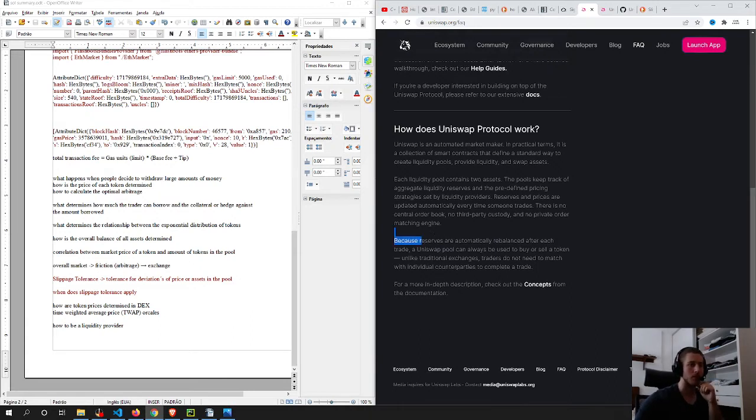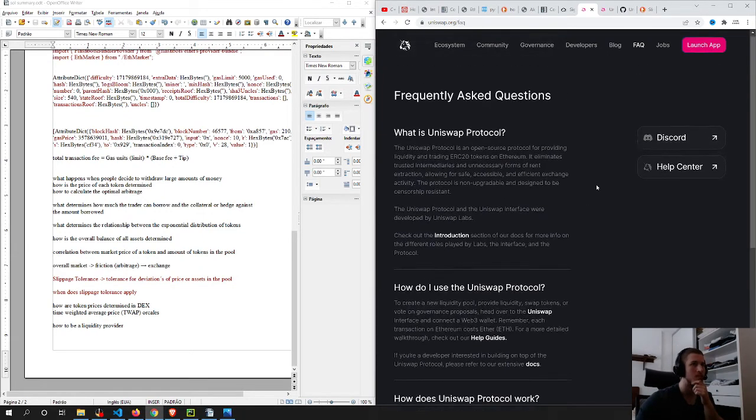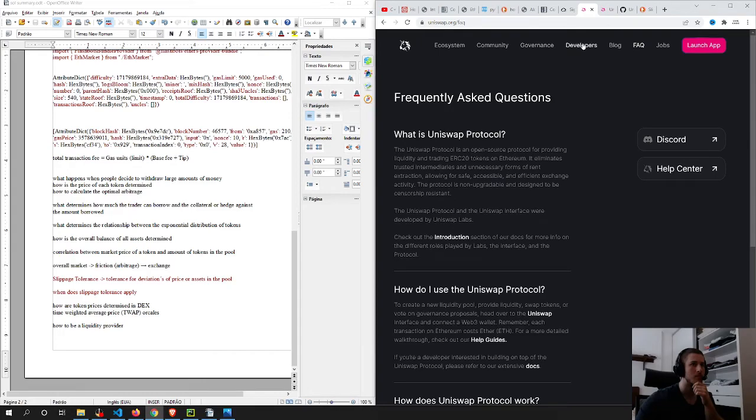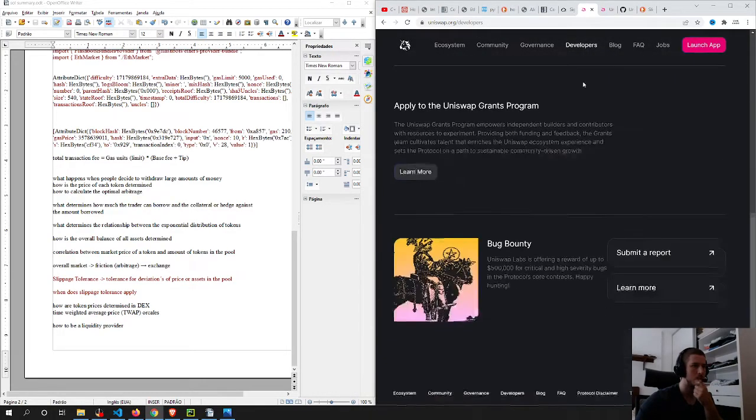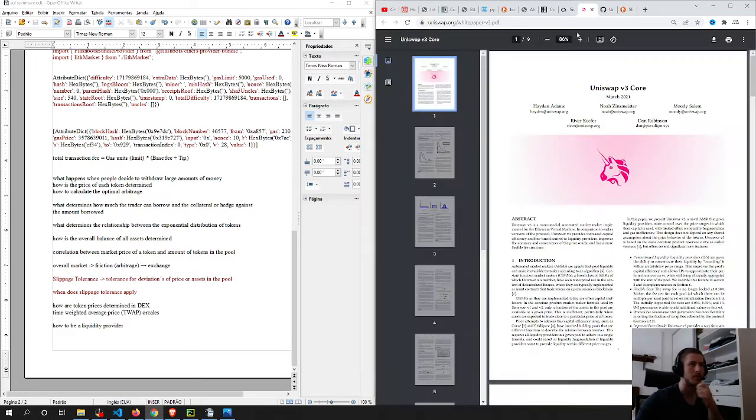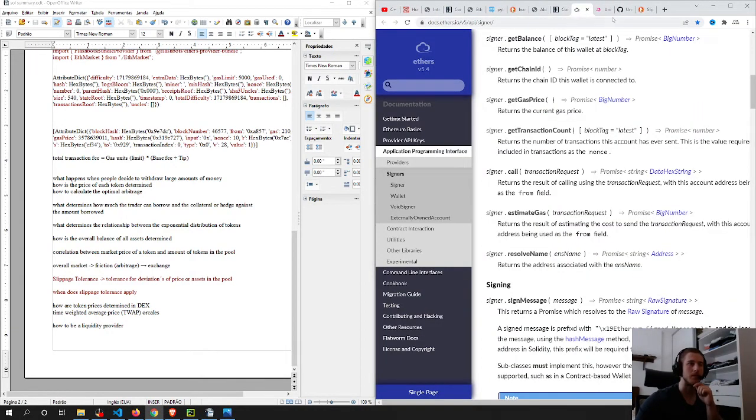Reserves automatically rebalance after each trade. A Uniswap pool can always be used to buy or sell a token. So now I'm going to search for price and then I'm going to read these papers, I think.